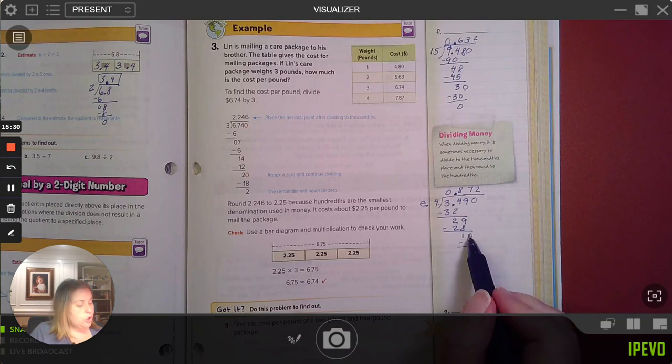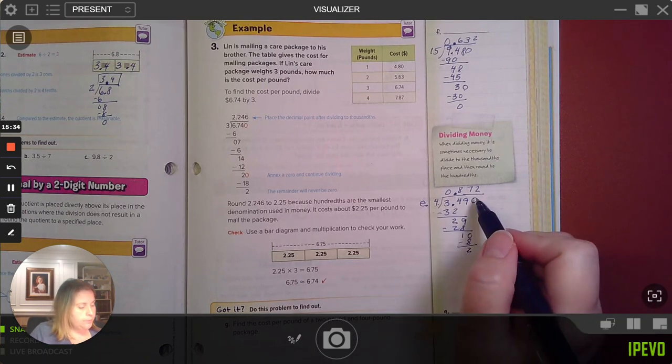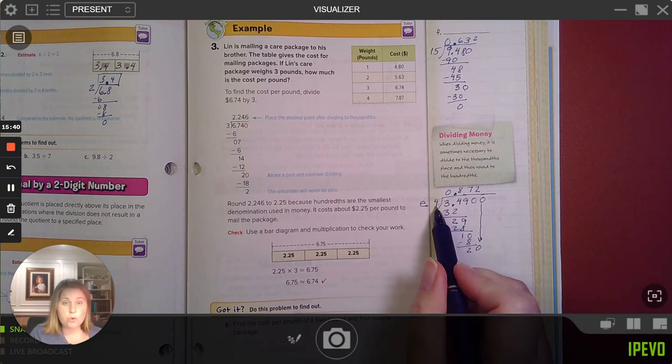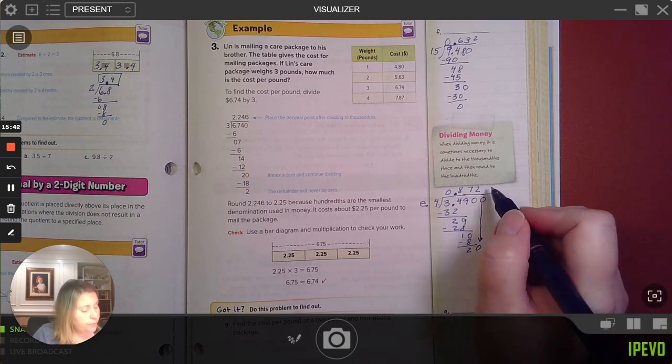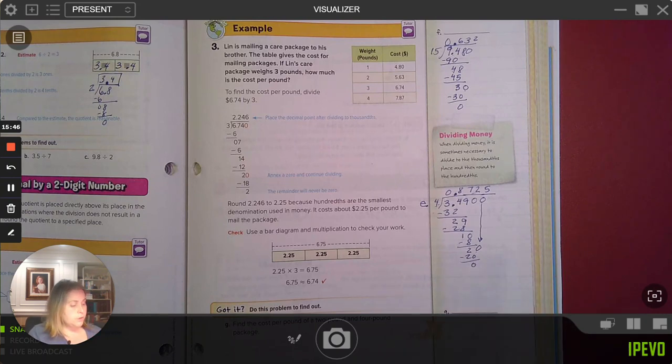So 10 minus 8 is 2, okay? 2 is less than 4, so that's good. Annex another 0, bring it down, okay? How many times does 4 go into 20? 5. 5 times 4 is 20. Okay, so that checks out. 0.8725, that was letter E.